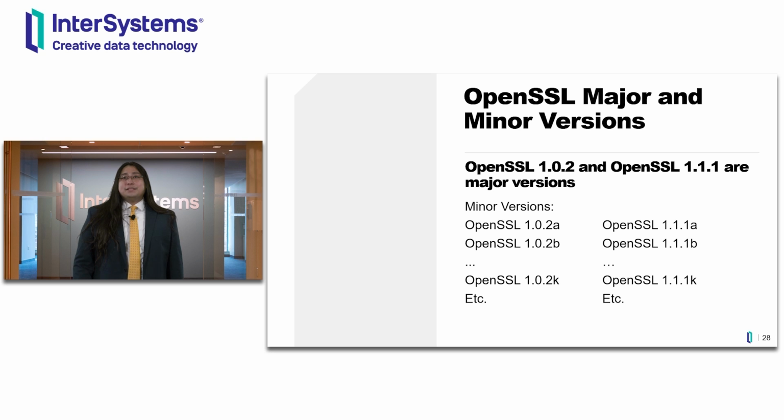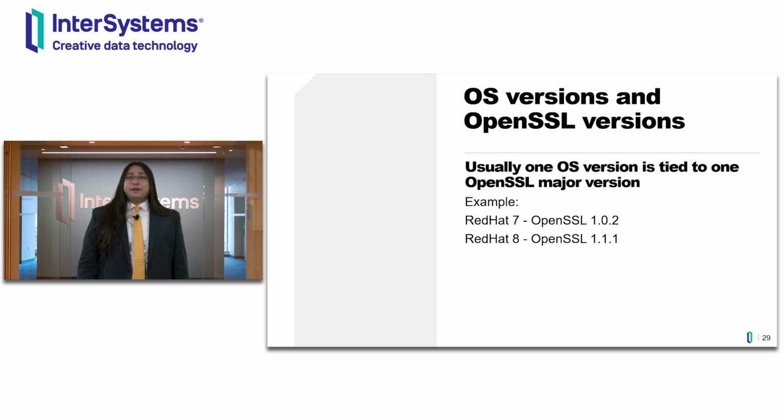This would be a good time to discuss major versions of OpenSSL, specifically OpenSSL 1.0.2 and OpenSSL 1.1.1, which are really the major versions in use today. Now, despite the fact that these have three digits in them, they are in fact major versions. The minor versions have letters at the end. For example, OpenSSL 1.0.2a, OpenSSL 1.0.2b, versus OpenSSL 1.1.1a, or OpenSSL 1.1.1b, etc.